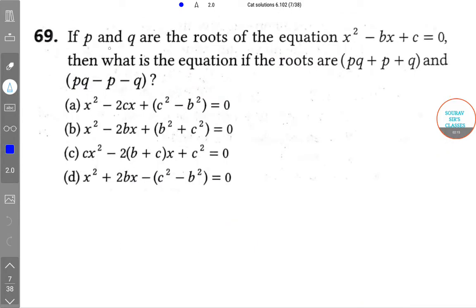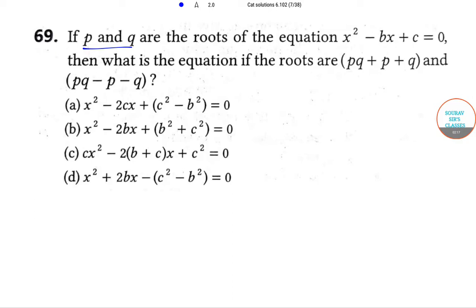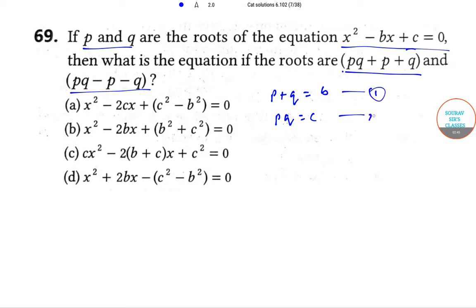The next question is, if p and q are the roots of the equation x squared minus bx plus c equal to 0, then what is the equation if the roots are pq plus p plus q and pq minus p minus q? So now the sum of roots for the first equation is p plus q is equal to b and pq is equal to c. Let this be equation 1 and this be equation 2.